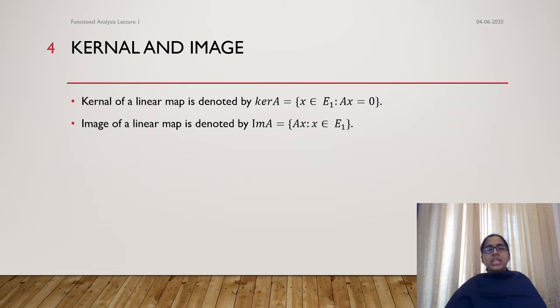We will come to the two terminologies which are associated with the linear map. The first one is the kernel of a linear map A, denoted by Ker A, which is the set of all x belonging to E1 such that A(x) equals 0. And the image of a linear map, denoted by Im A, is equal to the set of all A(x) such that x belongs to E1.